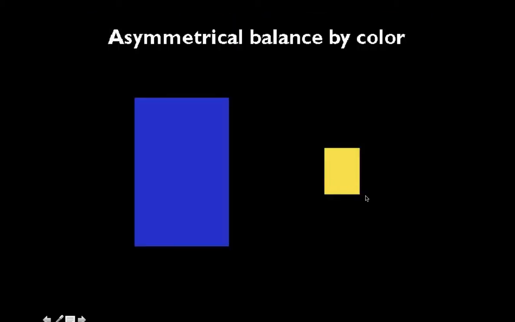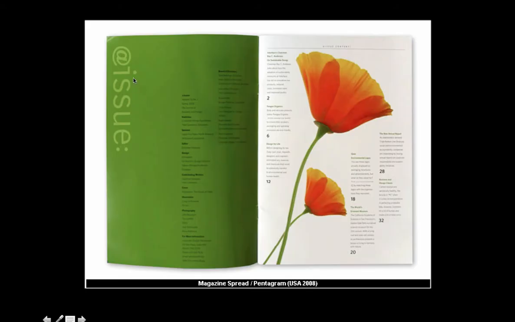Asymmetrical balance by color. So yellow is more eye-catching than this very neutral blue, or beautiful blue, but very neutralized on this black background. Here again, bigger area of green. If we're going by scale, this would be the heaviest thing, but the brightness and the shape of these guys brings our eye over here. We just swing right back. Nobody cares about this type. This is the most important stuff, drawing us forward into the magazine.